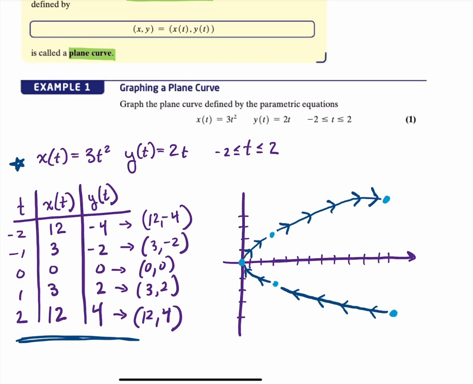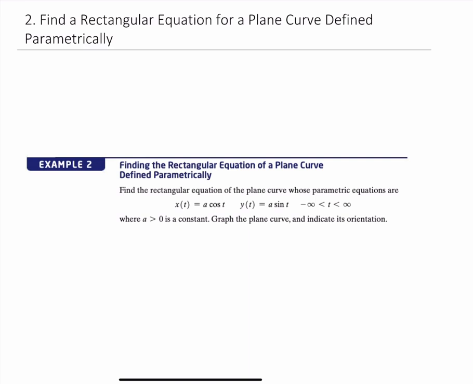We can also try to find the regular rectangular equation of a curve that's defined parametrically. Let's take that previous example that we just saw. So they said that x of t was equal to 3t squared and y of t is equal to 2t. So kind of like solving a system of equations by substitution in a way. Let's take our expression for y. This tells us that y is equal to 2t. Let's solve this for t. I would just divide the 2 over, so t would equal y over 2.